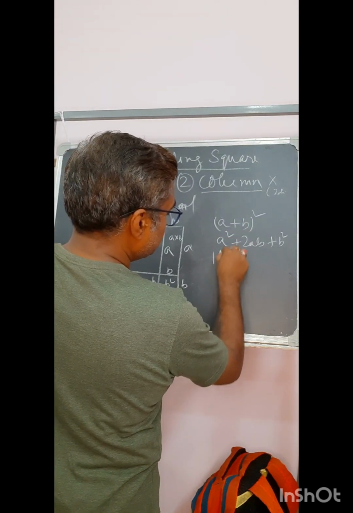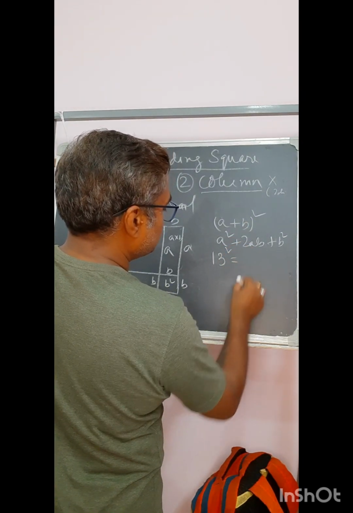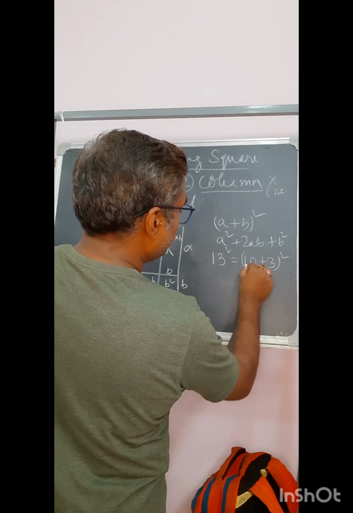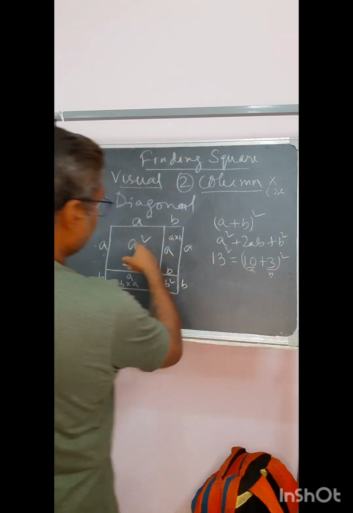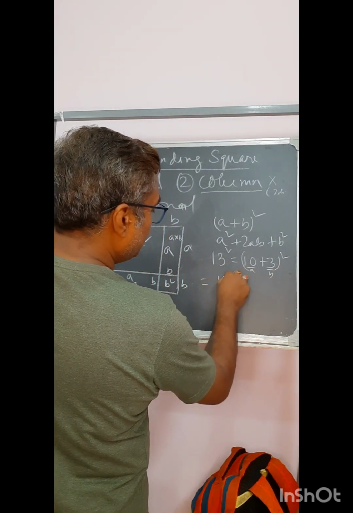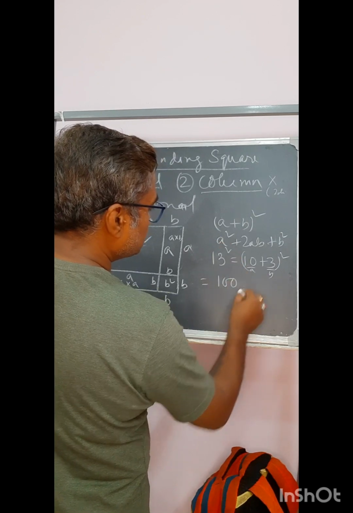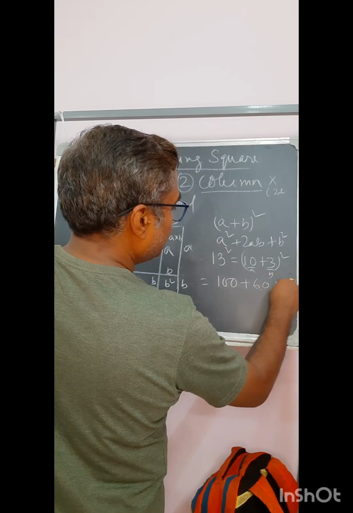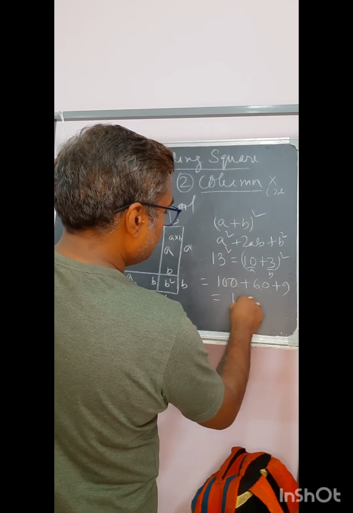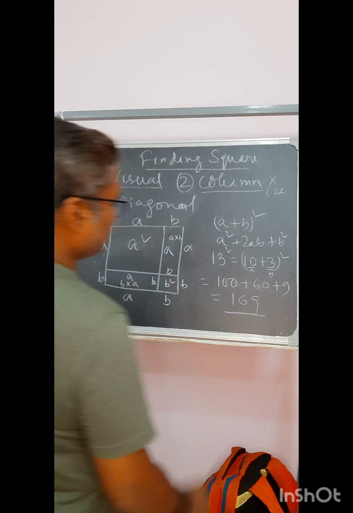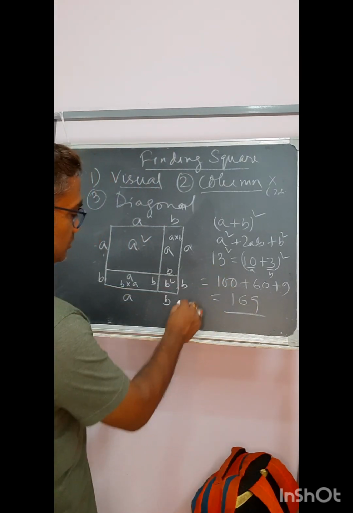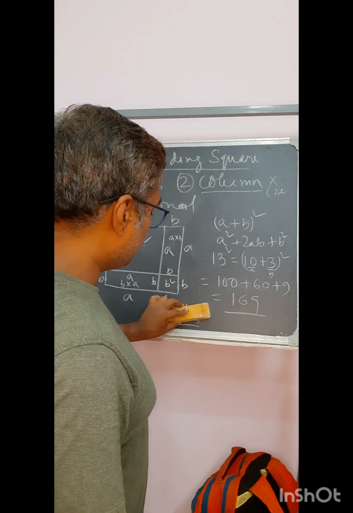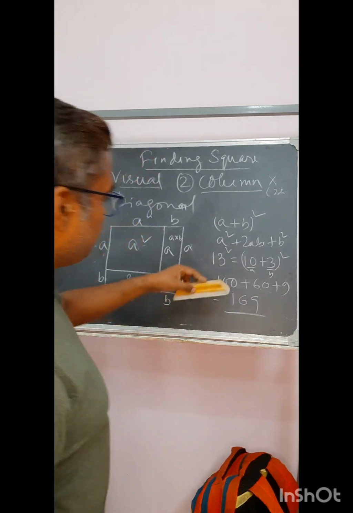So if I have to calculate 13 square, it can be represented as 10 plus 3 whole square. Now this is A, this is B. If I put the values, it will be 10 square, that is 100, plus 2AB, that is 2 into 10 into 3, 60, and here I will get 9. So in total, if I add, I will get 169. Rather, if I do 13 square by multiplying 13 into 13 with the traditional multiplication method, I will get the same result.